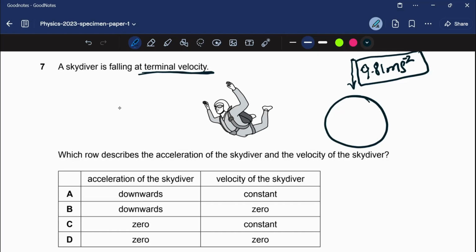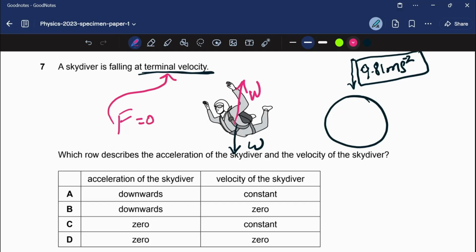But when this weight, let's say this is the skydiver, its weight will be acting downwards. But at some point, the air resistance will be equal to its weight. Hence, the resultant force is zero. And when the resultant force is zero, this is the point when the terminal velocity is achieved.